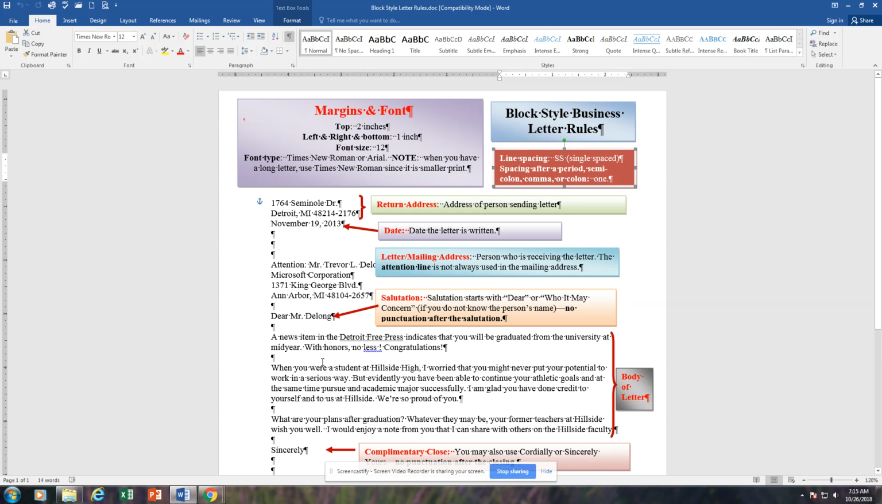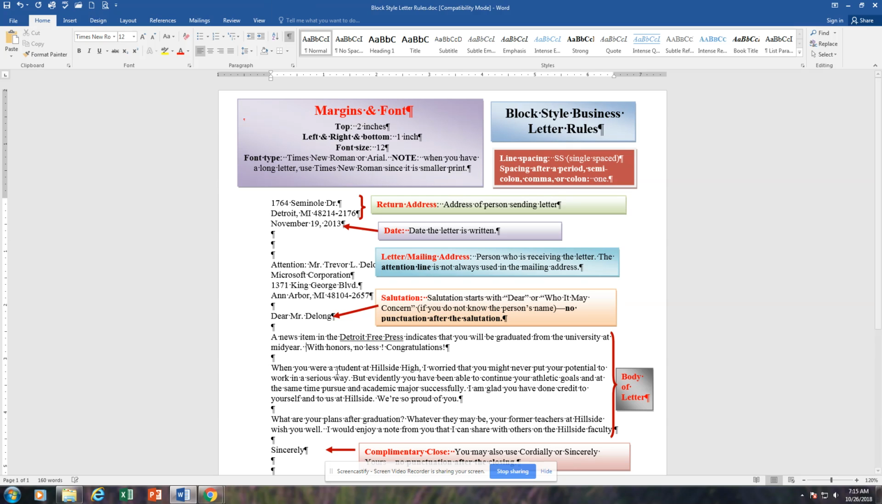You can either use one space. If you look here in this document, there's one space, or you can have two spaces and you notice there's two lines. Whatever you choose to do, make sure you are consistent throughout your letter. So either you're going to use one space after a period or you're going to use two, but stay consistent.